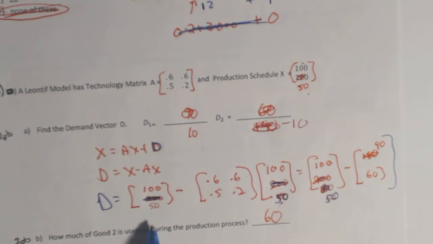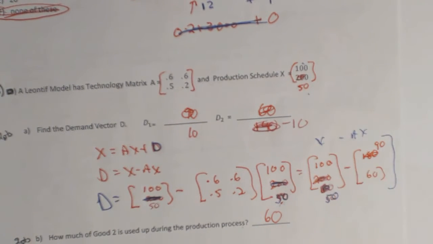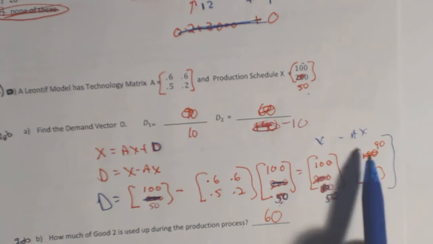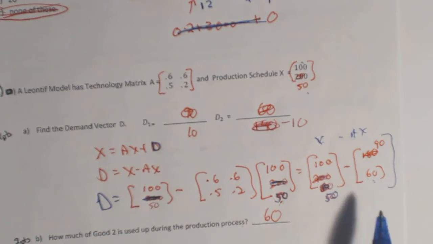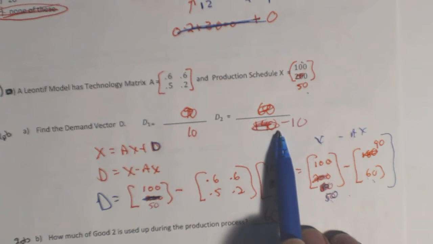This is still my x minus Ax that I'm doing. So this is my Ax way over here. Okay, in the second row, I'm going to take 0.5 times 100, which is 50, plus 0.2 times 50, which is 10. And 50 plus 10 will be the 60 that I have out here. So when I calculate x minus Ax, 100 minus 90 is 10, and 50 minus 60 is minus 10. Now that tells us that this setup was not done properly.